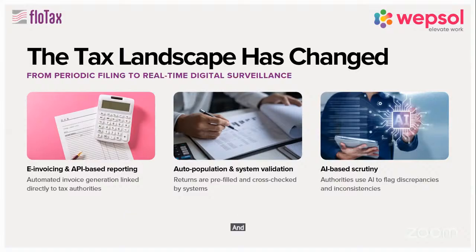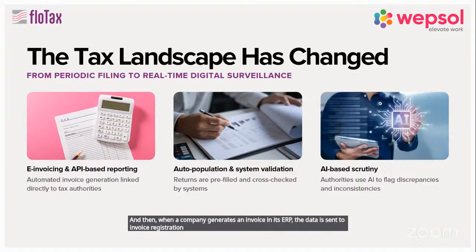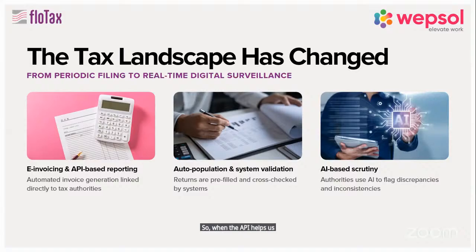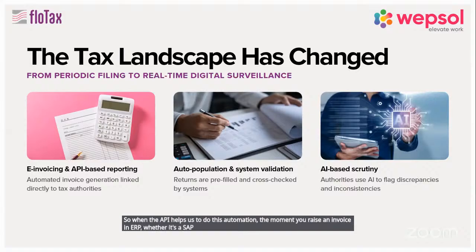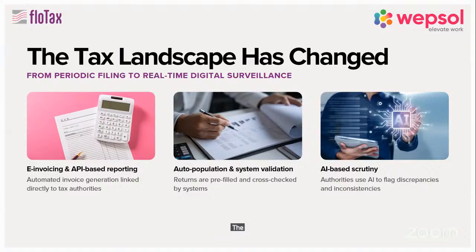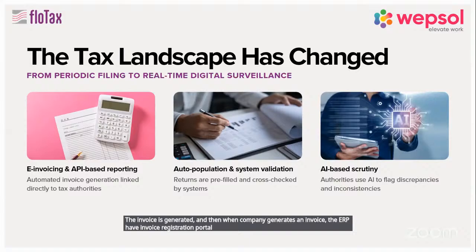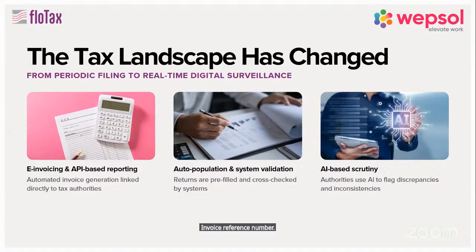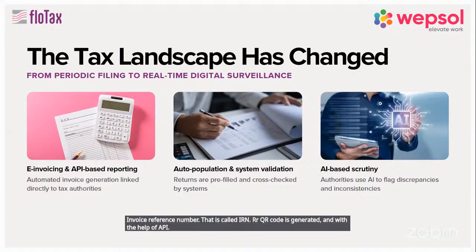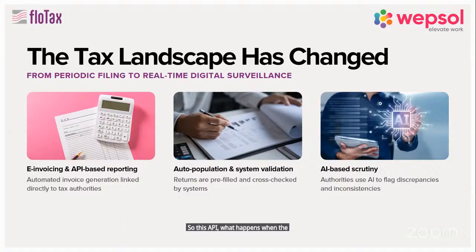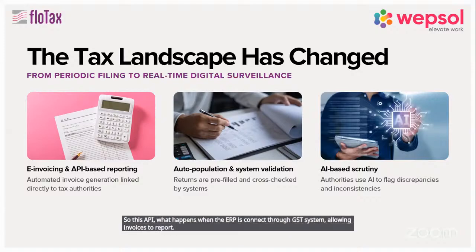And then when a company generates an invoice in its ERP, the data is sent to the invoice registration portal. So the API helps us to do this automation. The moment you raise an invoice in ERP, whether it's SAP or Oracle or Dynamics 365, the invoice is generated. And then the invoice registration portal returns an invoice reference number, that is called IRN, or a QR code it generates, with the help of API.